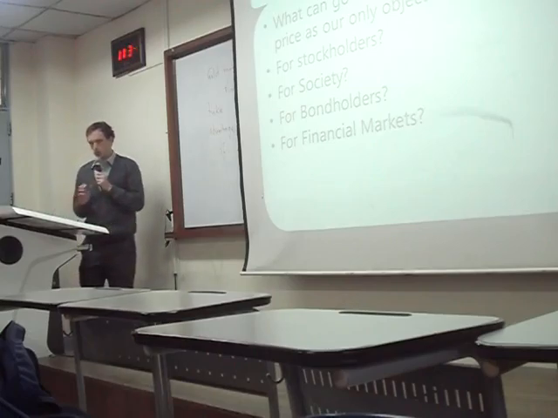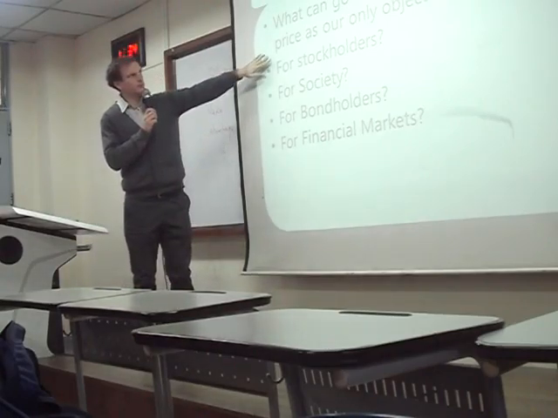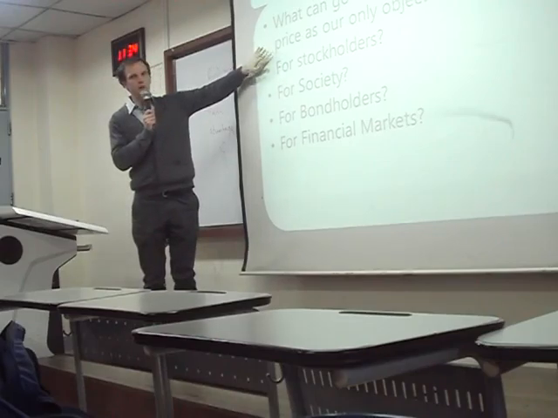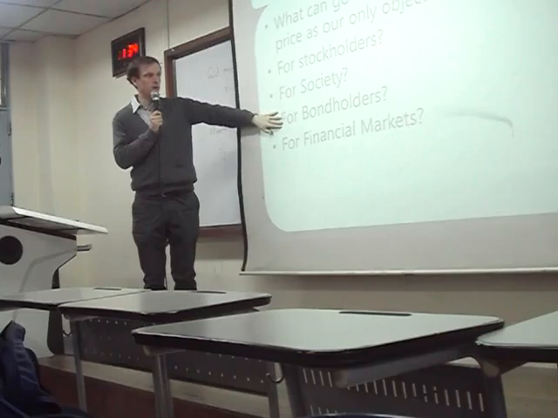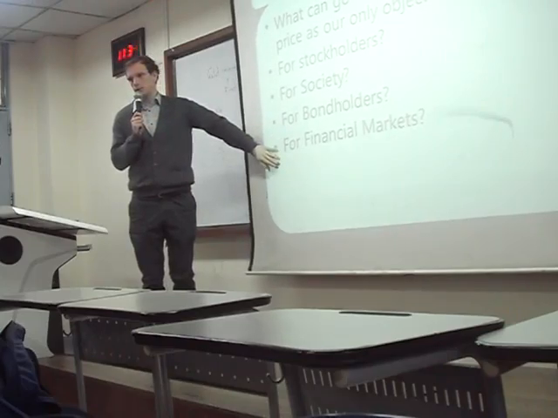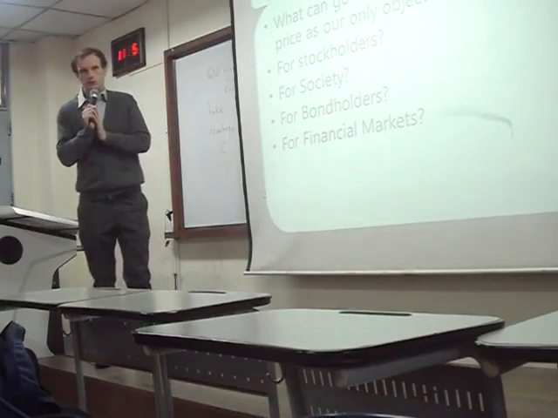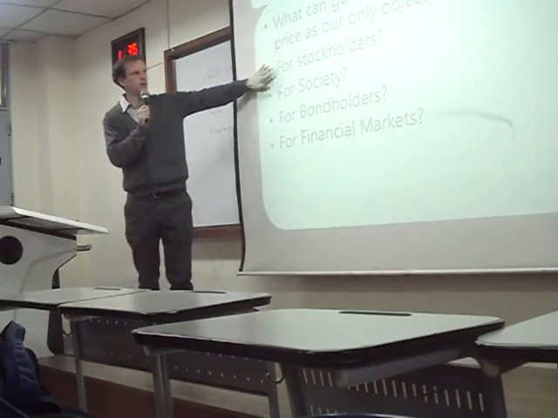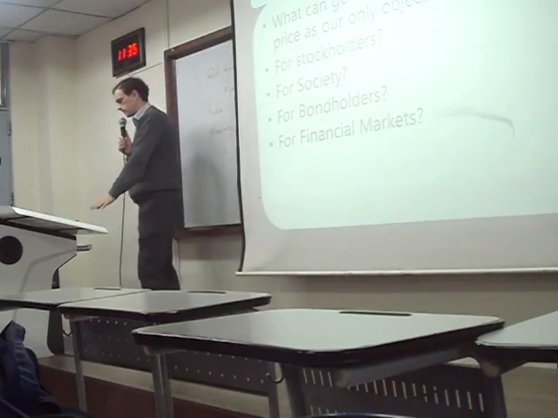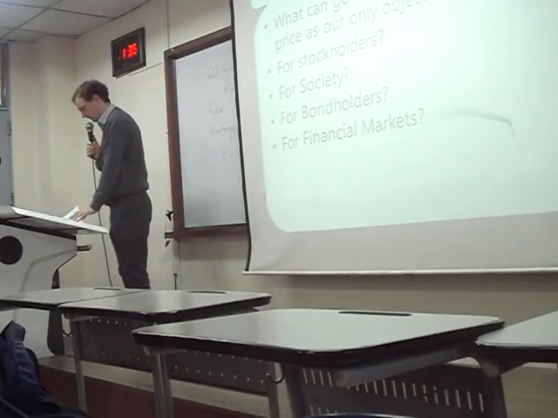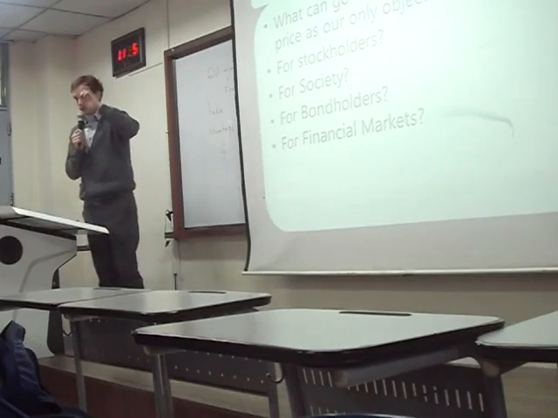Let's review what we just talked about, the four issues. What can go wrong when we use stock price as the only objective function for stockholders, for society, for bondholders, for financial markets? Okay, so discuss with your partner. If we only use the stock price, what can go wrong? So look back at what we just talked about. Okay? For example, what went wrong for Ford, right, for society?